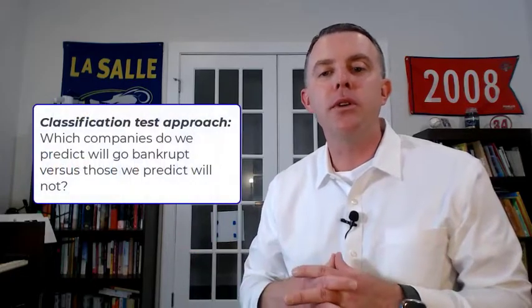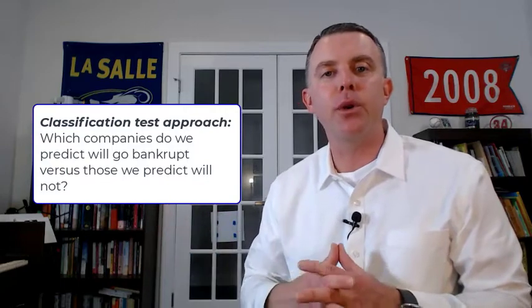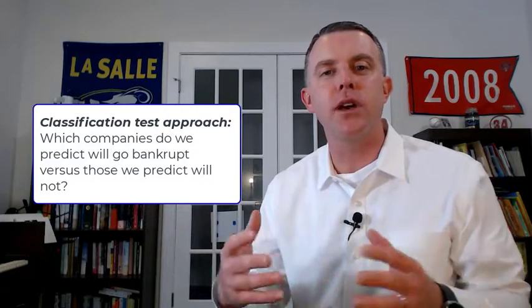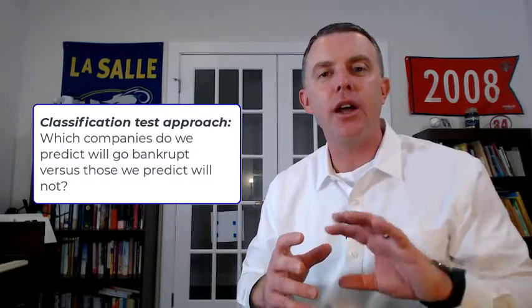So we could take a classification testing approach. And so this is a technique used to separate or classify a sample or population into two or more groups. Let me give you an example. Which companies do we predict to go bankrupt versus those that we predict will not? So can we get a listing of companies in an industry and predict which of those companies might go bankrupt? All right, so we're classifying into high likelihood and low likelihood of bankruptcy.